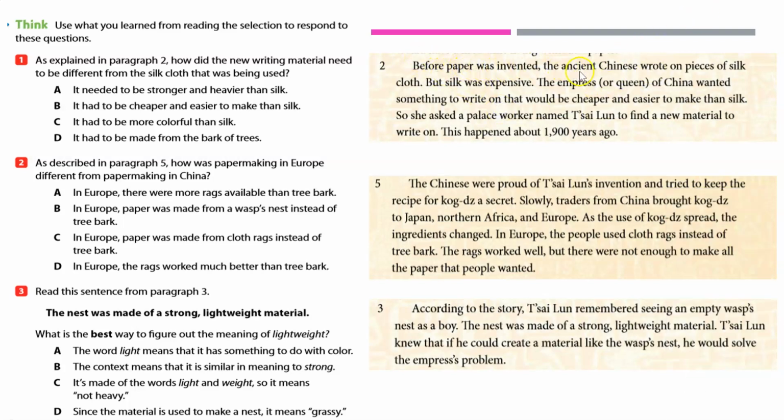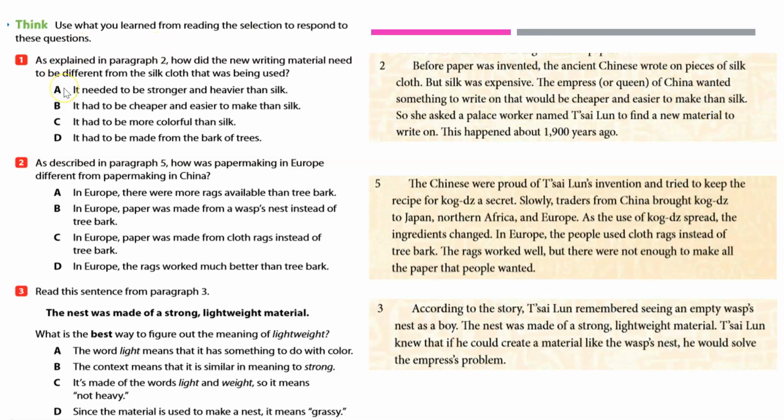Before paper was invented, the ancient Chinese wrote on pieces of silk and cloth, but the silk was expensive. Okay, so we know the silk was too expensive, and the empress wanted to make something that would be cheaper and easier to make. Let's see which answer supports that.